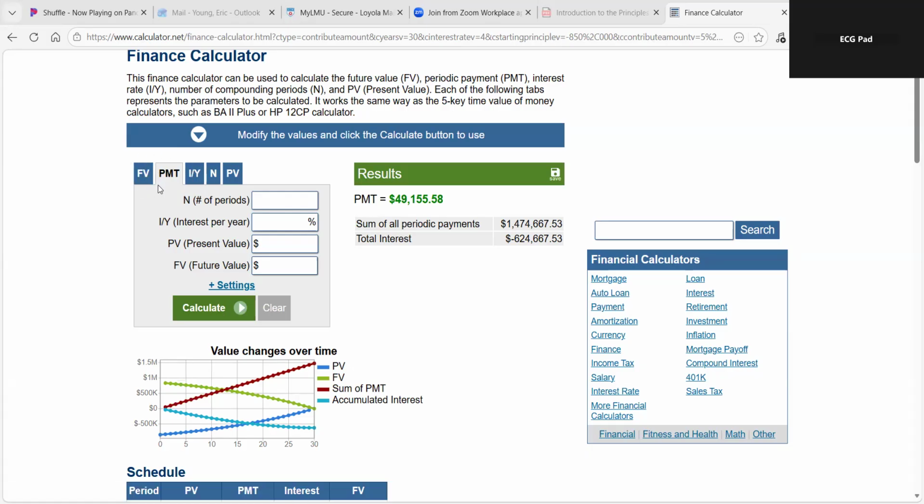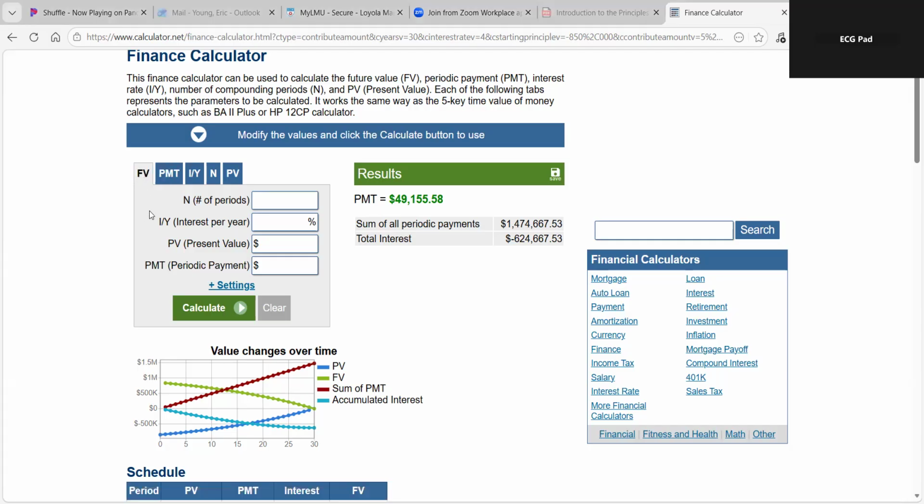4 of them are in blue, one's in gray. So we're going to click the variable that we're trying to find. It's like a scavenger hunt. I give you 4 variables, you have to find the missing one. So let's say that we want to find the future value. You click FV for future value.